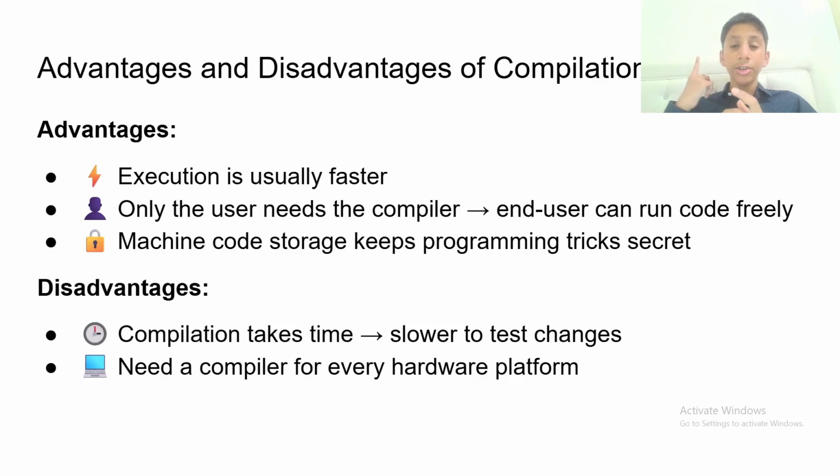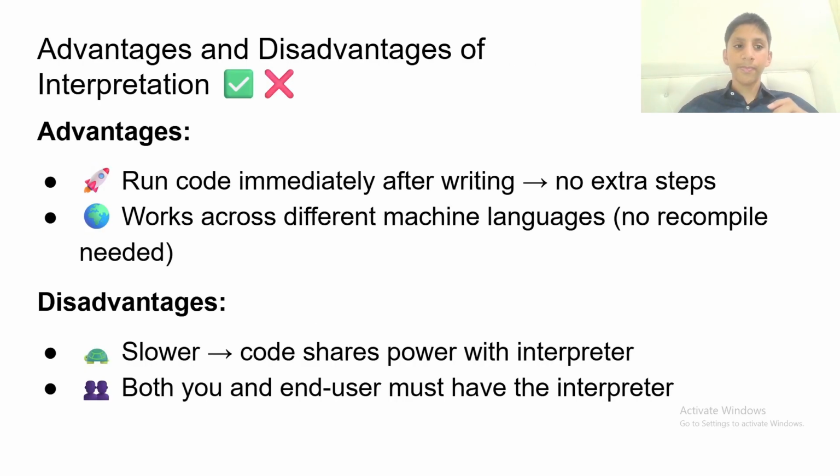The execution is usually faster. Only the developer needs the compiler. The end user can run the code freely. The machine code storage keeps programming tricks secret. And the disadvantages: compilation takes time. It's slower to test changes. And we need a compiler for every hardware platform.